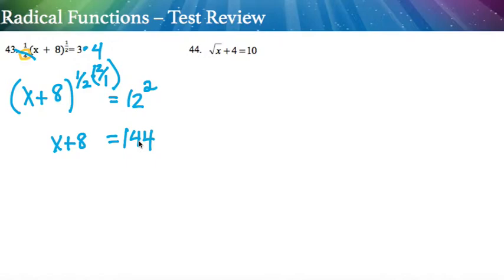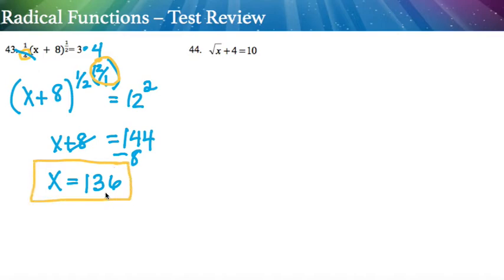Okay, and then I have to subtract 8 on the other side. So if I subtract 8, I'm going to get x equals 136. That's actually pretty easy. The only thing that you need to do is remember that this 2 over 1 times the exponent right here, so that you can just get this x plus 8 by itself. So x equals 136. Okay, we're going to finish this up in just a little bit.